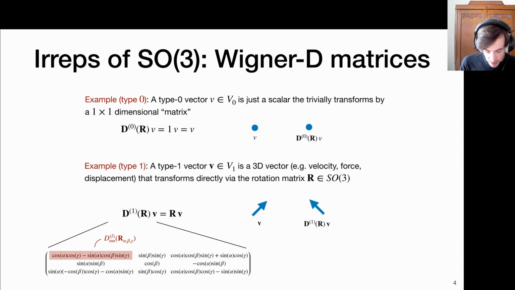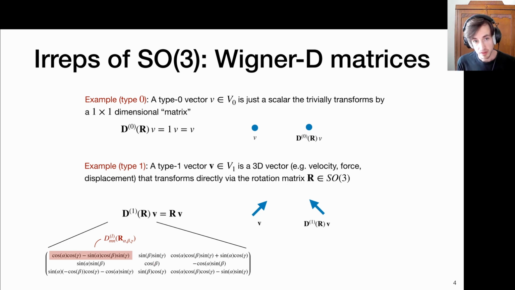Okay, so these Wigner-D matrices are really 2l plus 1 by 2l plus 1 dimensional matrices. For type 1, it's a 3 by 3 matrix, and their elements consist of these functions that depend on the group, here explicit in alpha, beta, gamma coordinates, and these functions are called the Wigner-D functions. And each of these matrix elements, each of these functions, is orthogonal to one another. So this function is orthogonal to all these other functions in this matrix.